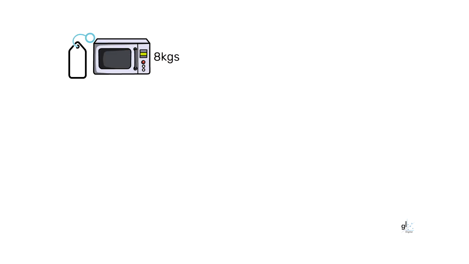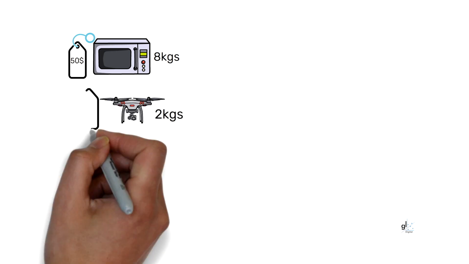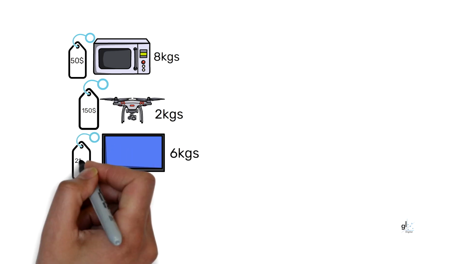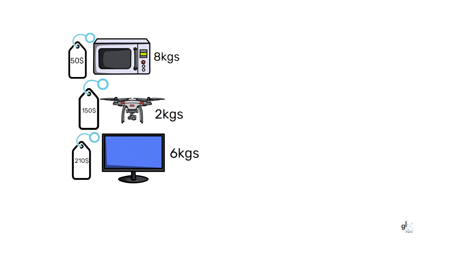So for example, the first item weighs 8 kgs and has a value of $50. The second item weighs 2 kgs and has a value of $150. The third item weighs 6 kgs and has a value of $210. And the fourth item weighs 1 kg and has a value of $30.